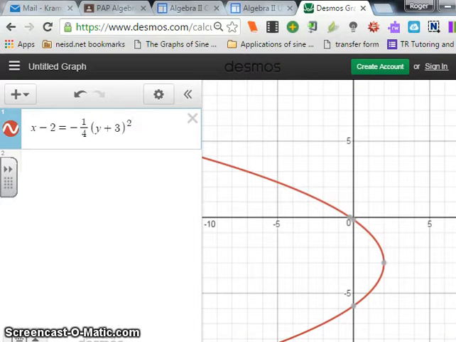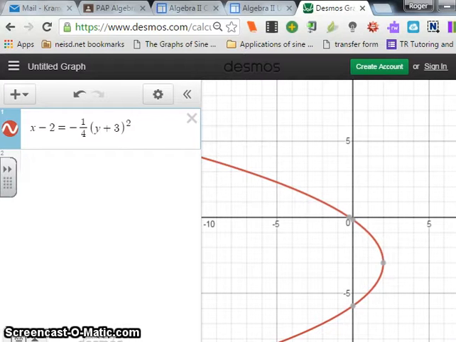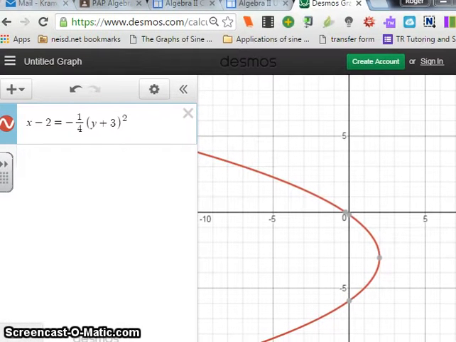As you can see in Desmos, I went ahead and put the equation in so you can take a look at this. See if I can make this screen bigger. Guess not. Okay, so notice now that my vertex is 2 units to the right and 3 units down.